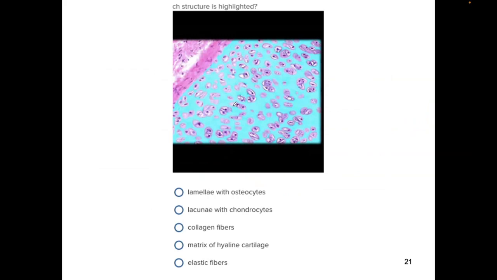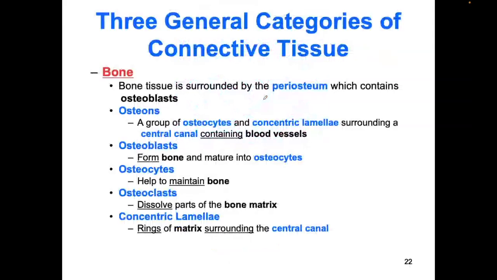Now, here's a bunch of cells, and we're looking at the blue stuff between the cells. Remember, the stuff between the cells is extracellular matrix. This happens to be the matrix of hyaline cartilage. So these are cartilage cells, and the blue is the matrix of it.